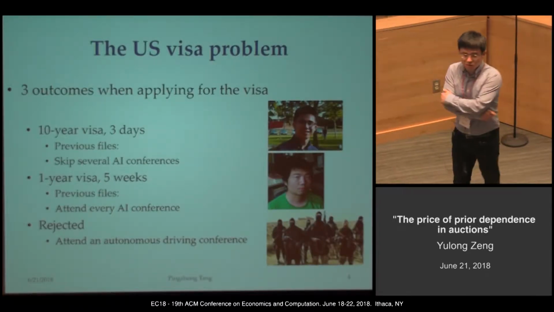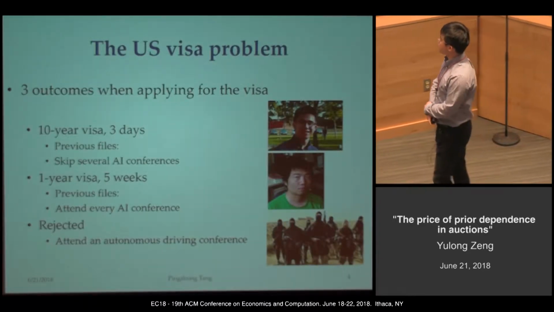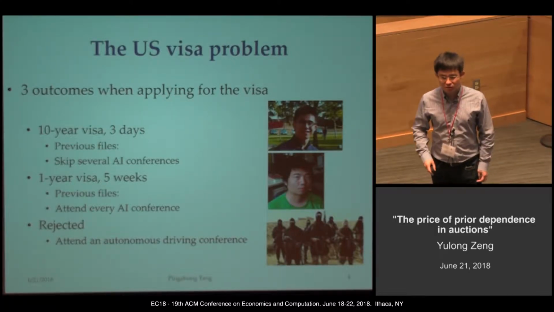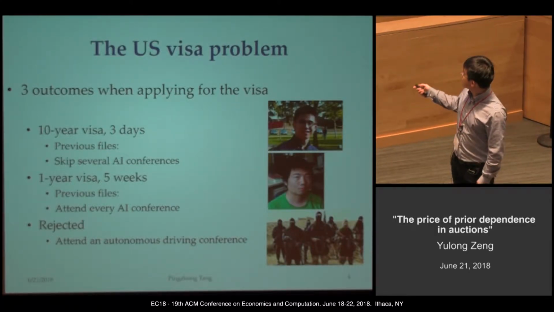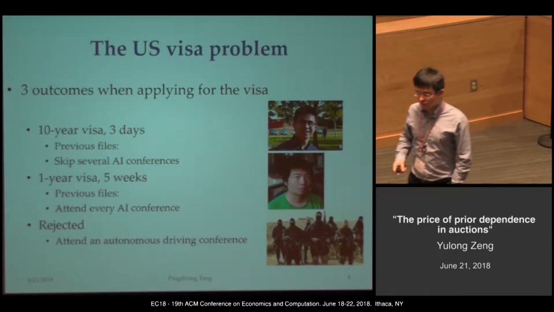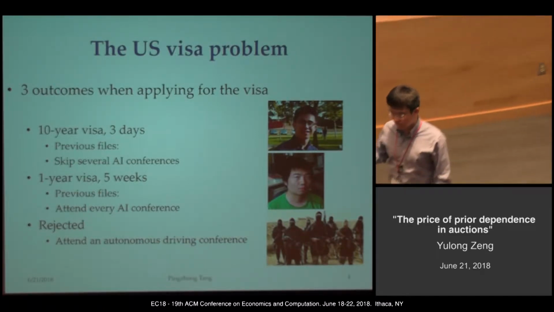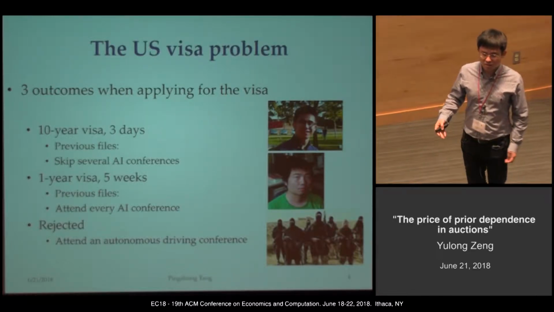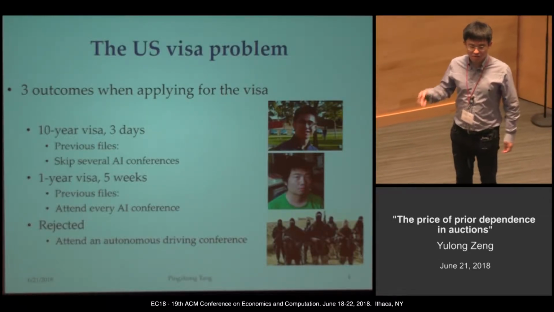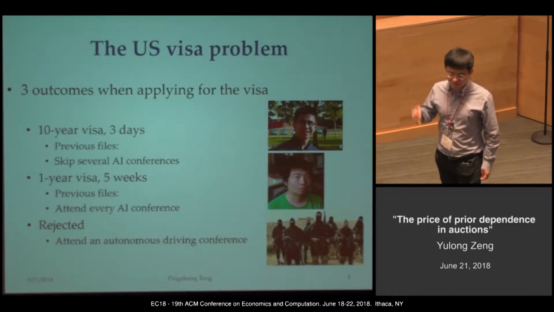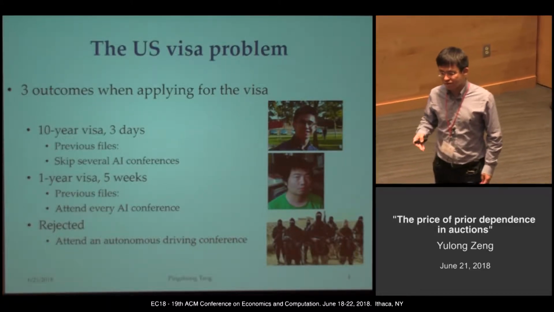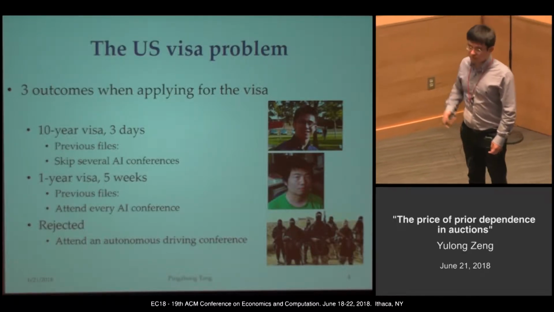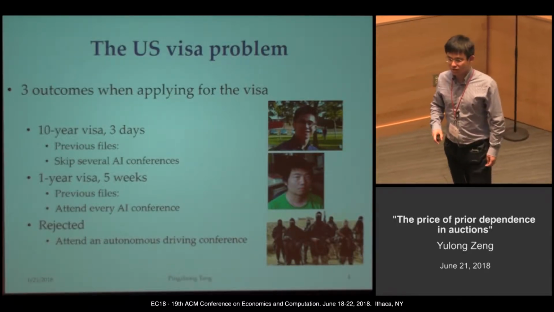So the difference between me and my student is that I manipulate a little bit. In the previous files submitted, I intentionally skipped several AI conferences. For example, if we have EC this year and triple AI this year, both in the States, I will apply for EC, I will use the EC invitation letter to apply instead of the triple AI invitation letter. And my student just attends every AI conference and submits the invitation letter.